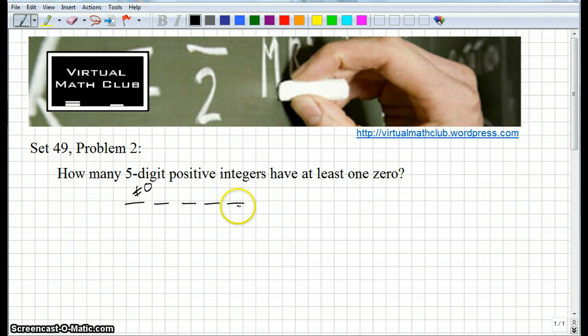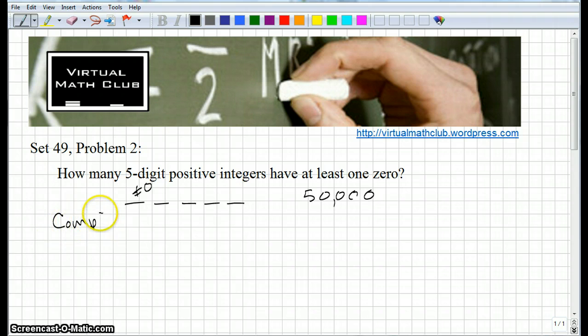So it could have 1 zero, 2 zeros, 3 zeros, 4 zeros. Can't have 5 zeros, that won't work. But so like 50,000. That's a 5-digit number that has at least one 0. But what I want to do to solve this one is count the complement.